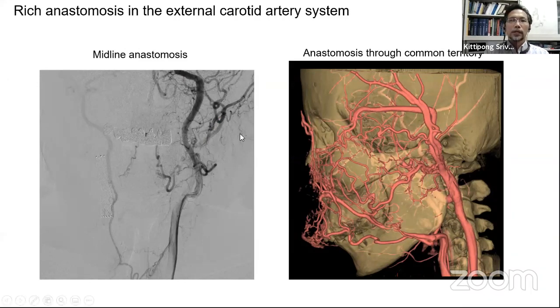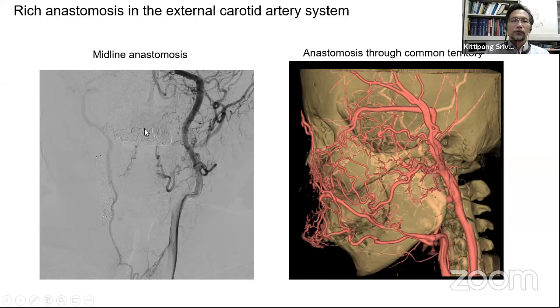So these are the other anastomoses. So the external carotid artery system has a rich anastomosis. They have a lesion over here. If you embolize from the proximal part, you won't do anything to it. You will make the treatment more difficult in the future. So anything you need to do, you have to go to the lesion itself to block everything.